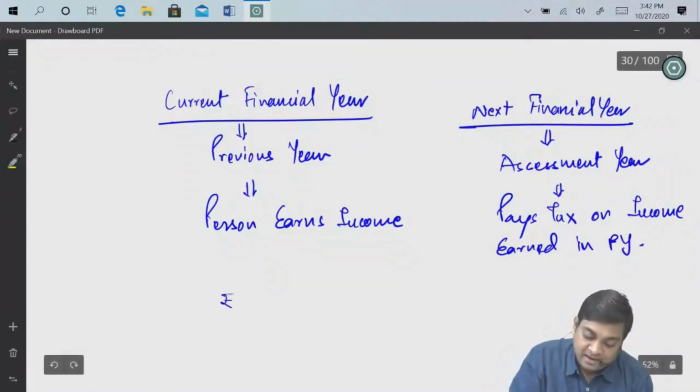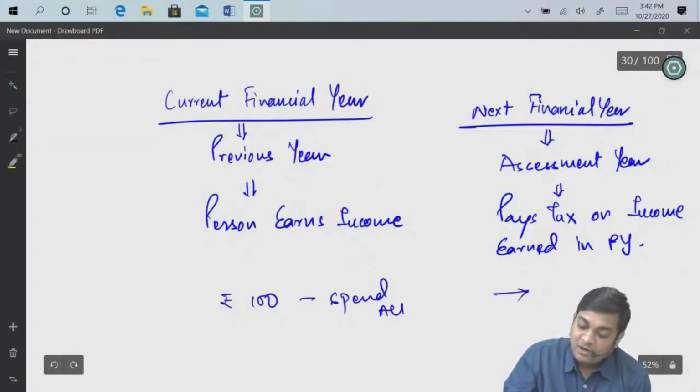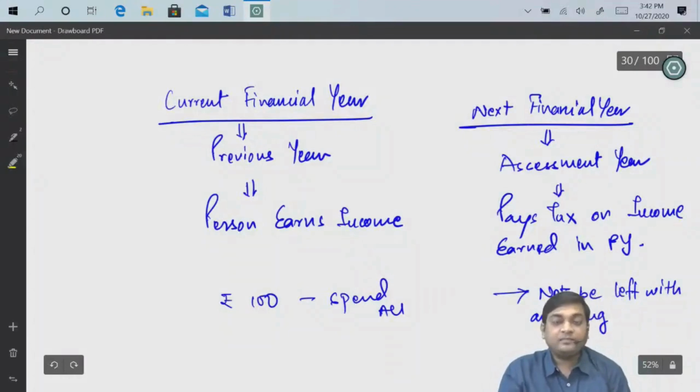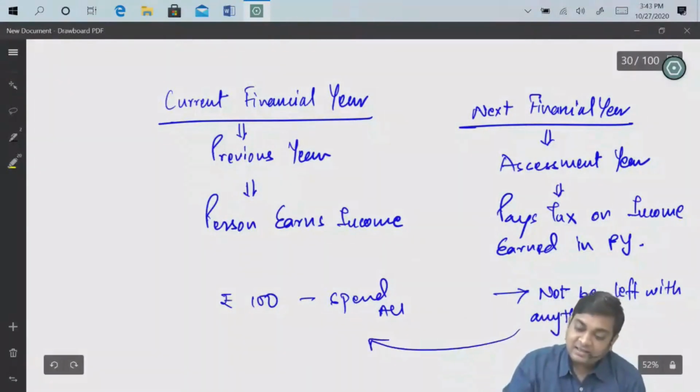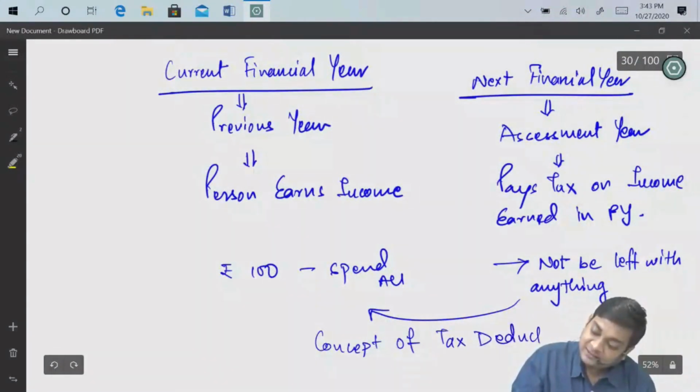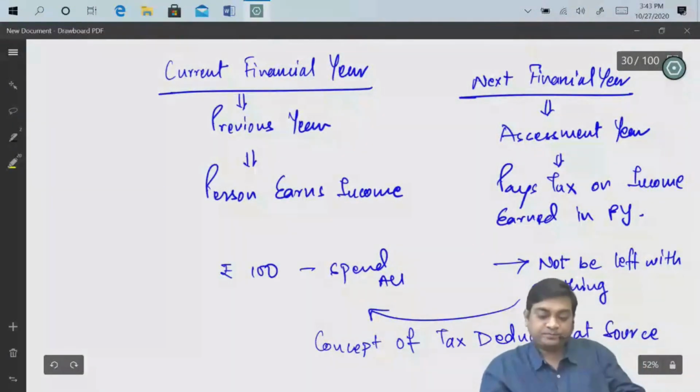So I was explaining that if I earn 100 rupees and I spend all, so I will not be left with anything, right? So in that case, the concept of tax deducted at source, commonly known as TDS. So this concept was introduced, right?